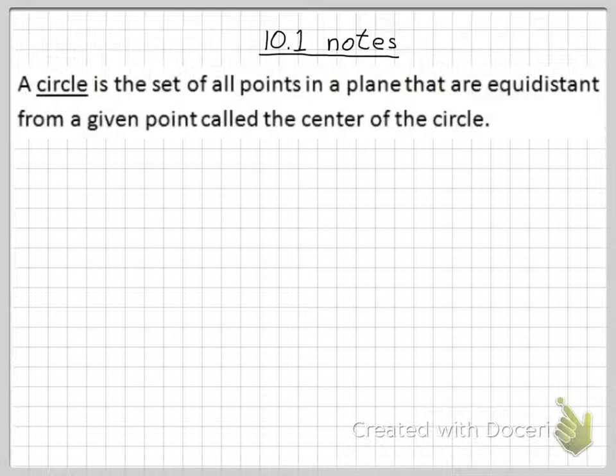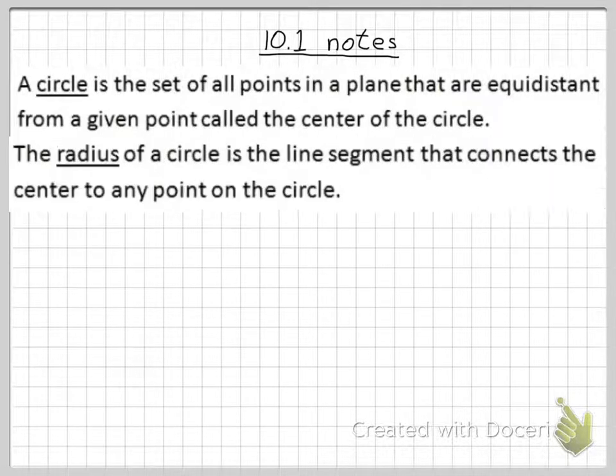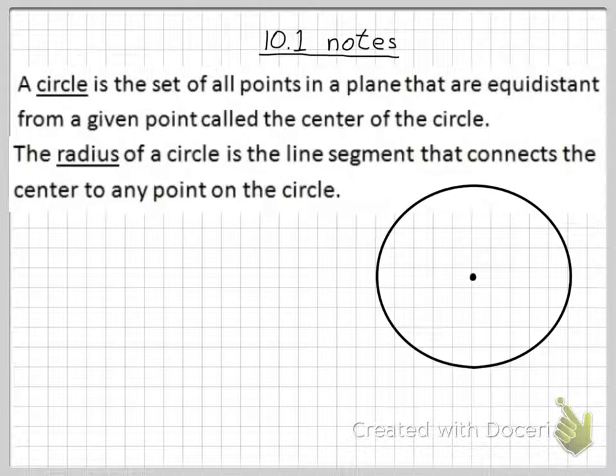It's the set of all points, okay, in a plane. So it's a set of all points, like on a sheet of paper, that are equally distant from the center of the circle, okay? And the radius of a circle is the line segment that connects the center of a circle to any point on the circle. So here you have a circle, and you can see why it's the set of all points.